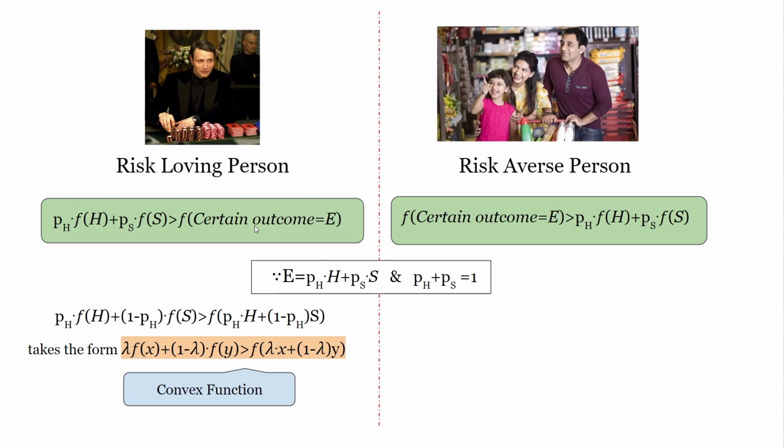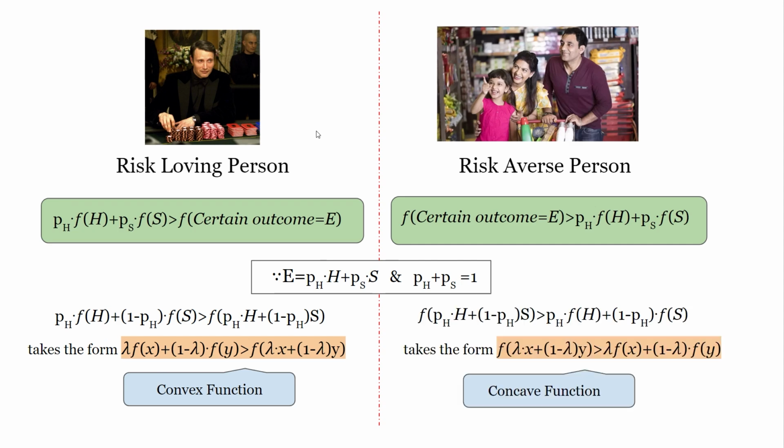If I substitute E with PH H plus PS S in the green box equation, and I substitute the value of PS with 1 minus PH in the same equation, I form this very complex inequality. It is not necessary for you to remember this, but please notice that it takes the form of a convex function. If I substitute PH with lambda and H with x, I get this inequality, which is followed by convex functions only. Similarly, in the case of the risk-averse person, I take the same substitutions and I see that this inequality takes the form of a concave function. This highlighted in orange is specifically a property of a concave function. Now we are going more into depth and realizing that a risk-loving person has a convex function, whereas a risk-averse person has a concave function.